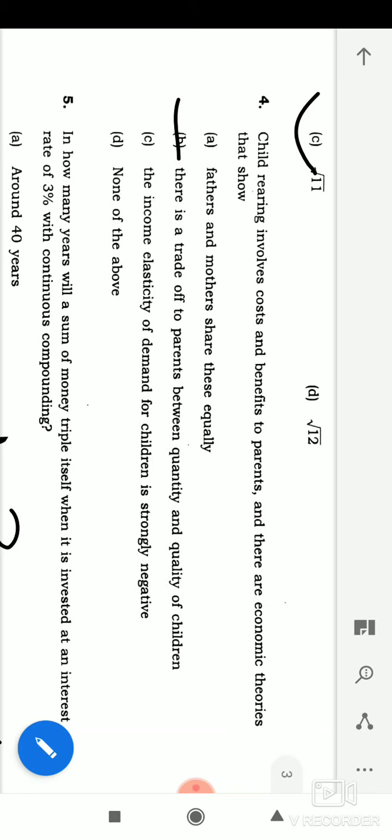The income elasticity of demand for children is strongly negative? None of the above. According to the economic theories related to child rearing, which involve cost and benefit to parents, there is a trade-off to parents between quantity and quality of children, and it is given in option B. So here B is the correct answer.